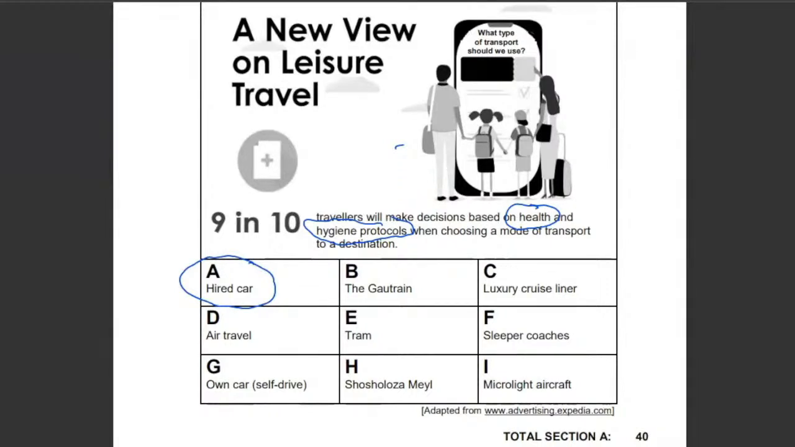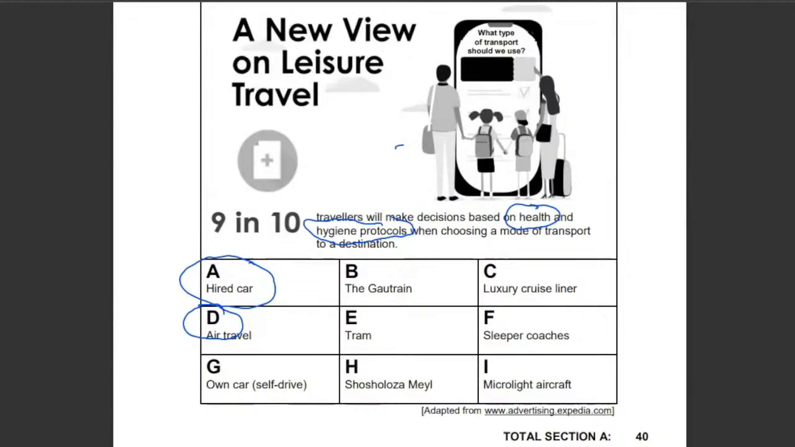Then still in that particular column, we can also recommend air travel. Air travel also comes highly recommended. We can take air travel because before you get on a flight, they follow COVID-19 protocols, and air travel is not as congested as other forms of transport.